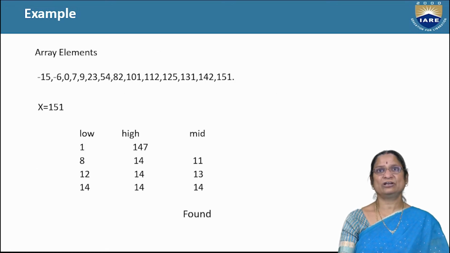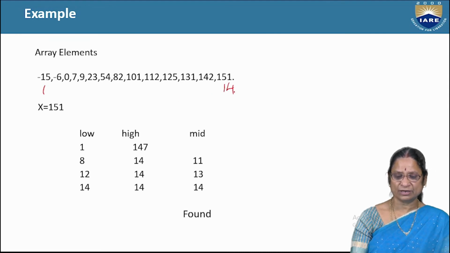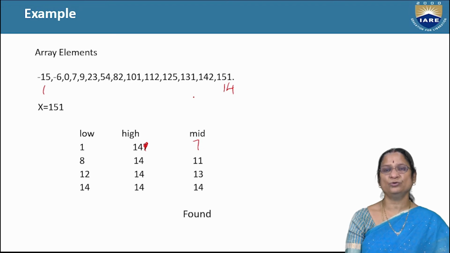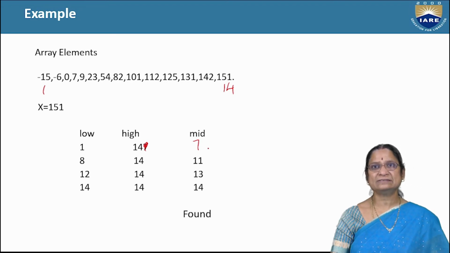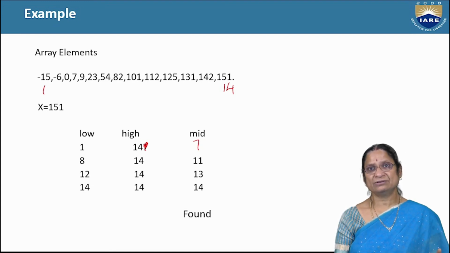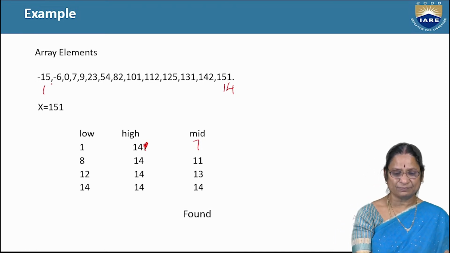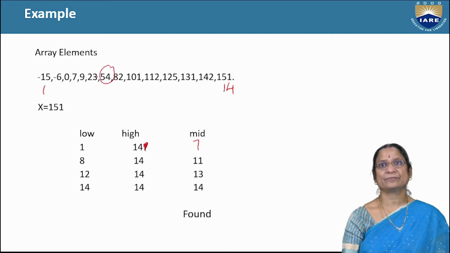So how is the tracing going to be done? What is my low value? First I am considering the entire list. Low value is equal to 1, high value is equal to 14, and my mid position is (1 plus 14) by 2. Mid position value is 7. So the 7th element I have to consider, 7th value means 1, 2, 3, 4, 5, 6, 7.